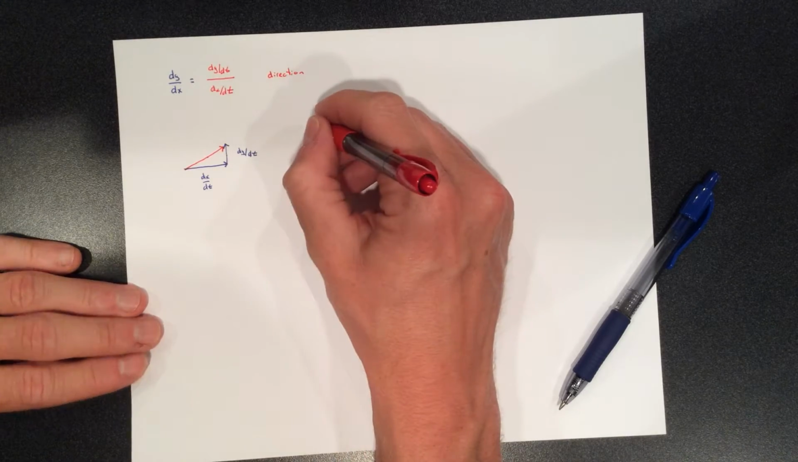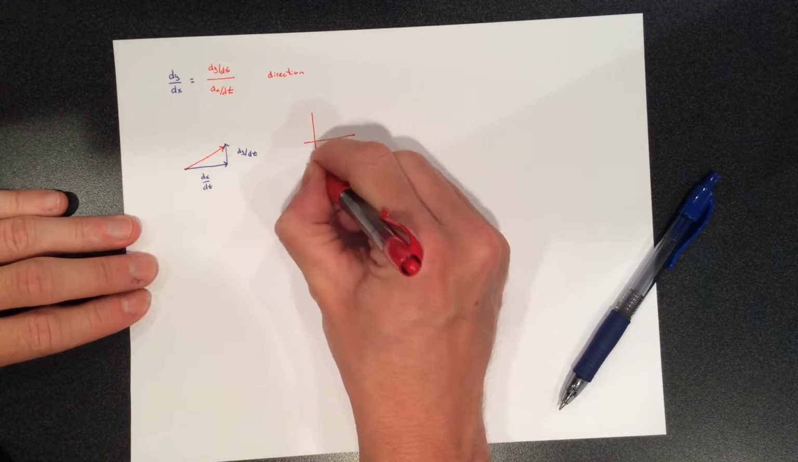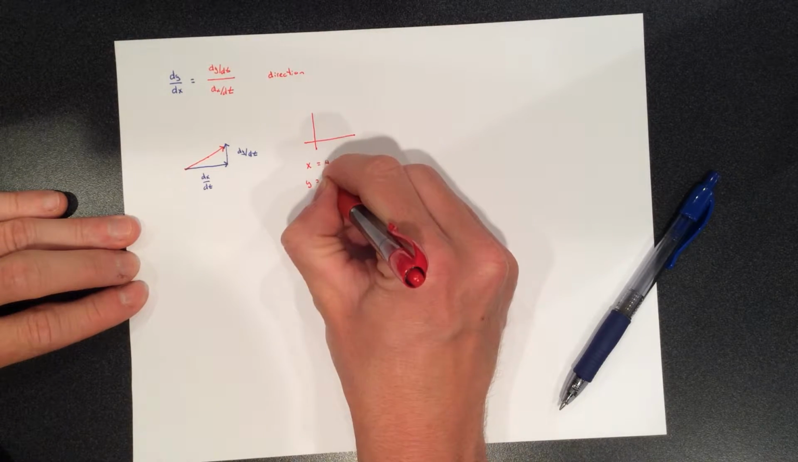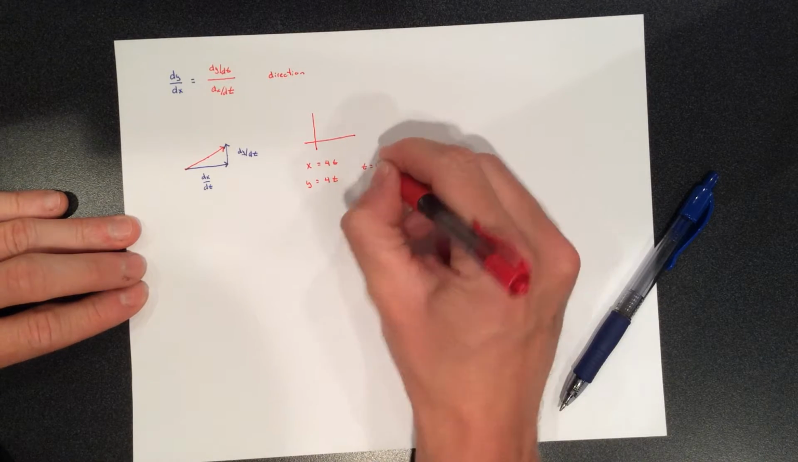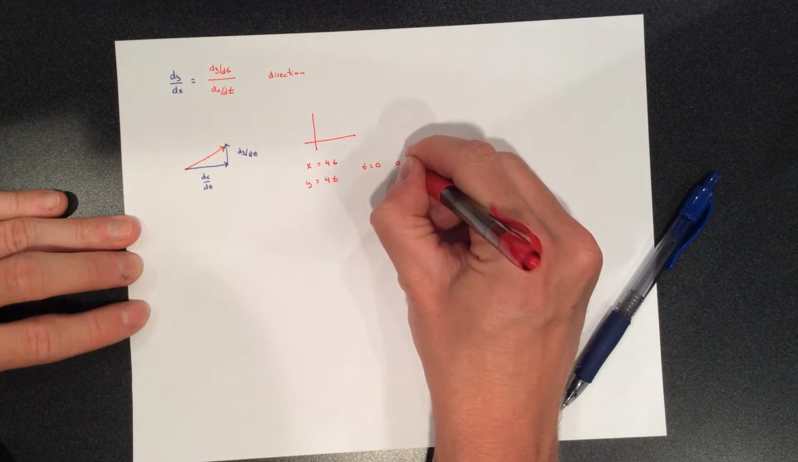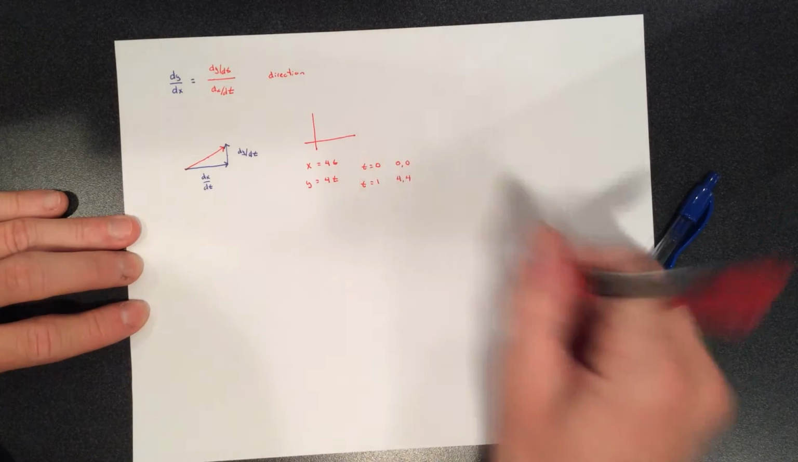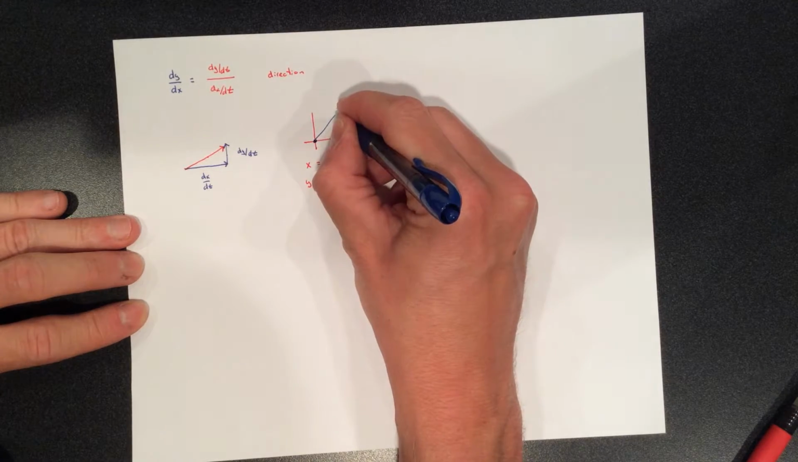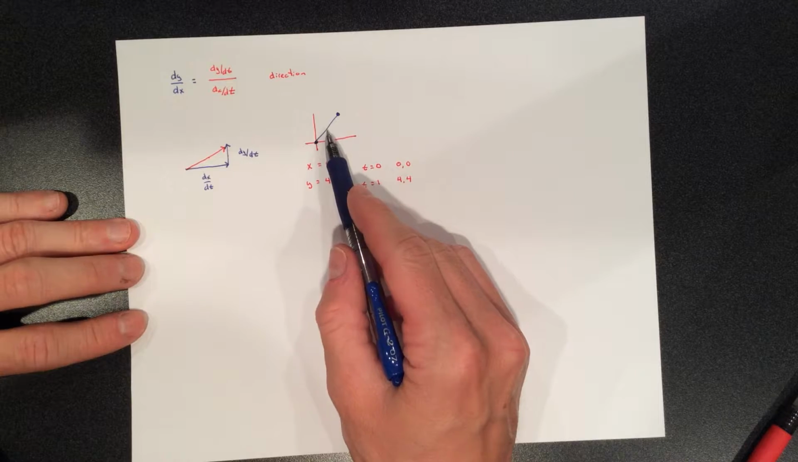I'll give you an example. Let's take an example where x is 4t and y is 4t. At t equals 0, you're at the point (0, 0). After 1 second, you're at the point (4, 4). So you started here, and in 1 second, you went to here. What's the slope of this line?